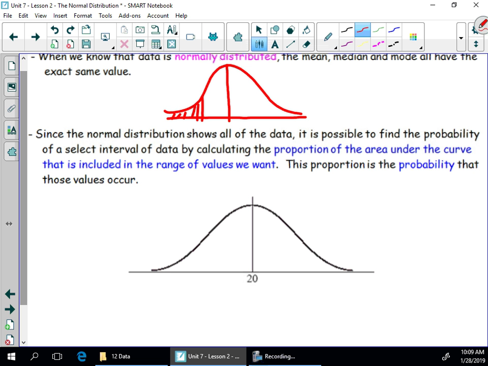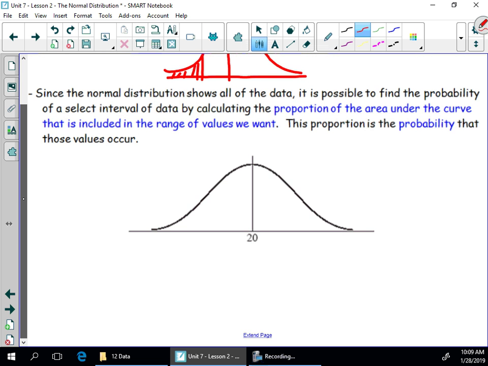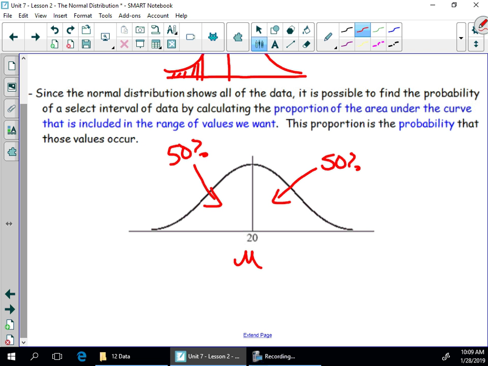So our objective with this normal graph is to find a range and figure out the probability, the proportion of the curve that's been included. Usually when we start, we label the middle number. This would be our mean, which is also our median, which is also our mode. And kind of nice, if it's in the middle, if it's the median, we actually know that this percentage is 50 and this percentage is 50. So that's kind of a starting point for us.